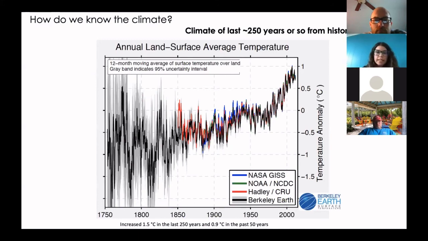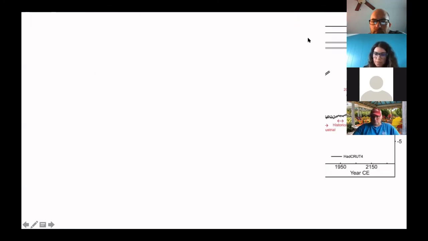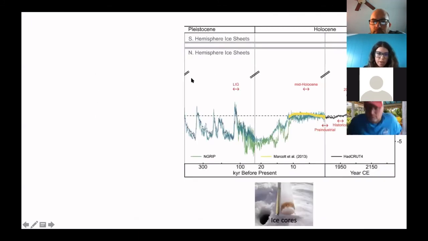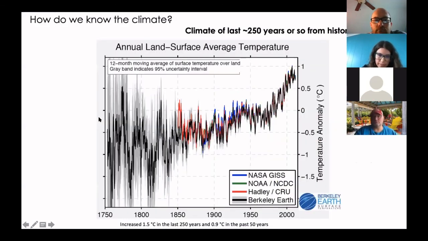So this is a plot that shows a number of these different temperature records and reconstructions. There are a number of different groups that have compiled temperature change, or temperatures on Earth over time. And I like this particular image because it's produced by the Berkeley Earth Group.